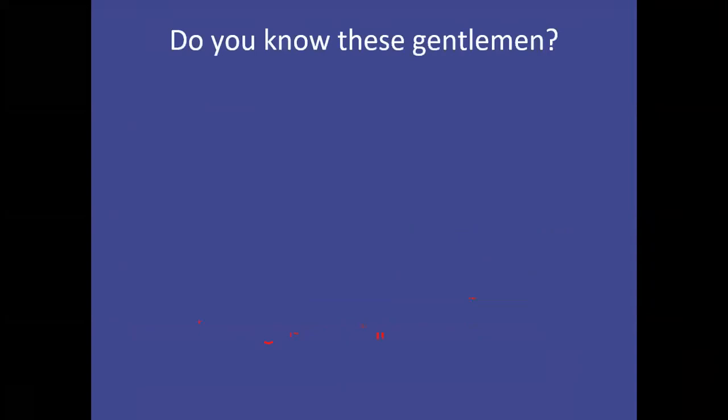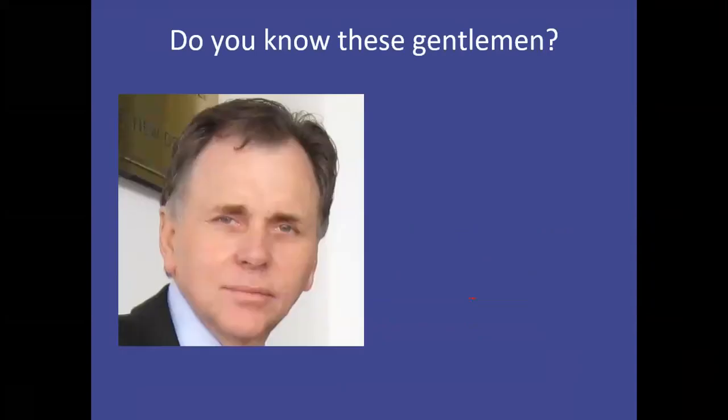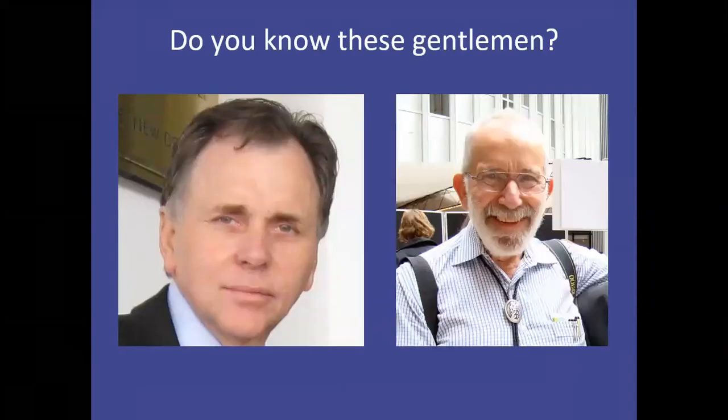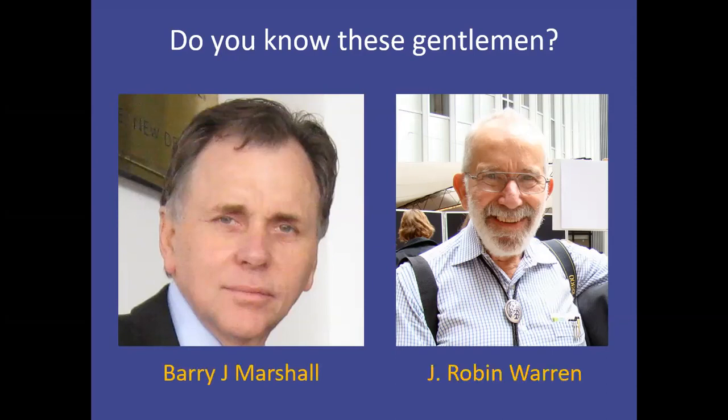The fourth one is, do you know these gentlemen? Have you seen the photographs of these people? Okay. Let me name them and then you may figure out. Barry Marshall and Robin Warren. Any bell ringing in your head? No? No cue? Okay, let me tell you the history.